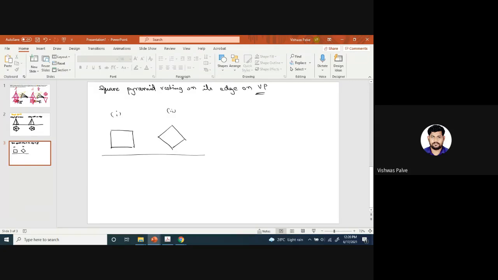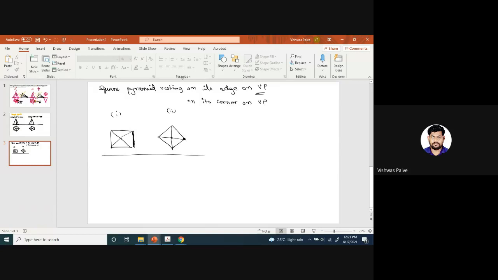Suppose I say resting on its corner. First one, sir. On VP. Suppose I tilt this object, what will happen? This is the pyramid, and if I tilt this, it is going to rest on one of its edges. The first one is the edge resting condition, and the second one is the corner resting condition. If I tilt this, it will rest on one of its corners.